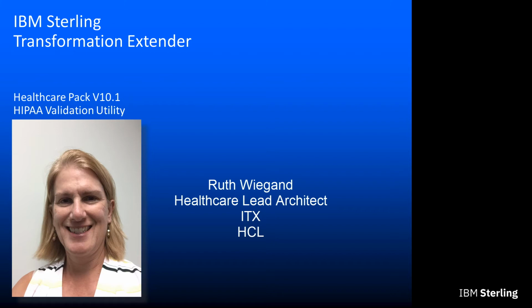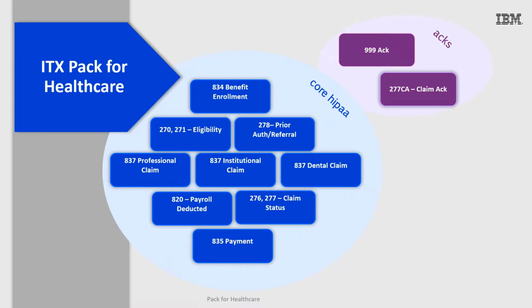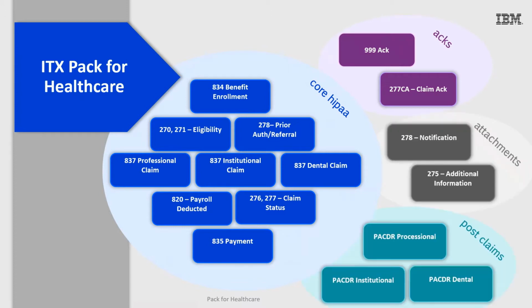This video shows how the Sterling Transformation Extender, PAC for Healthcare, supports HIPAA data compliance. Since the last HIPAA mandate, the scope of expectation for HIPAA data compliance has grown considerably. To be successful, most organizations will need to be able to validate and process not just the core HIPAA-mandated transactions, but also the supporting transactions, other associated transactions used in a modern healthcare payments infrastructure.